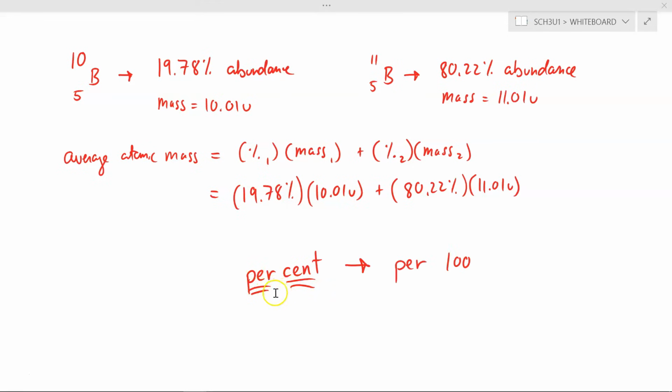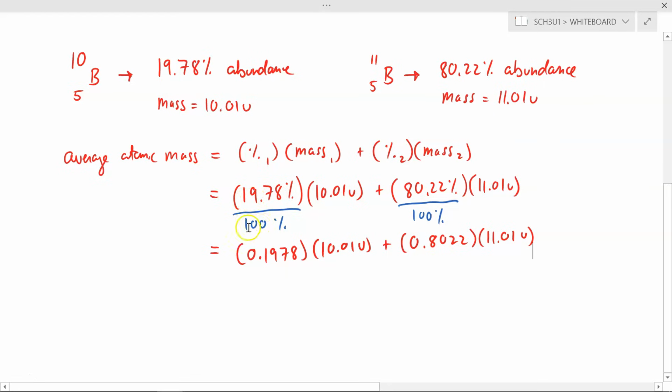Remember, the word percent means out of 100. Per cent, cent is the prefix we use for century, which is 100 years. So percent is for every 100. So when we say 19.78% or 80.22%, we're actually saying 19.78 out of 100 and 80.22 out of 100. And when you divide 19.78 by 100, you get 0.1978. When you divide 80.22 by 100, you get 0.8022.